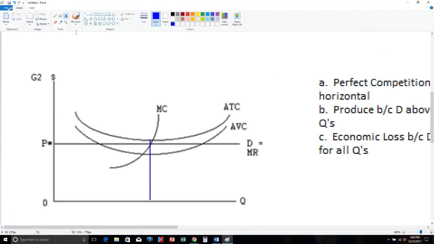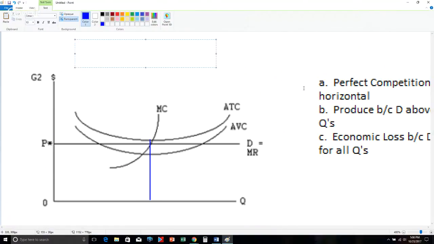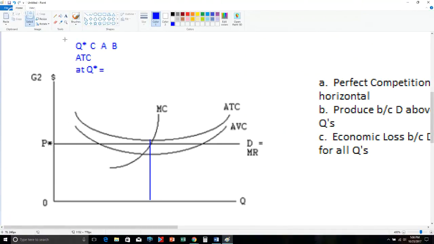Now I need to create some other items that I can put in here because I have to put some corners here. We've already got P star located, so I do not need that, okay? But what I do need, however, is a Q star for the optimal quantity. I need the letter C, and I need two corners, A and B. And I need to also be able to say ATC at Q star equals. Say what? Trust me, it'll become a little more apparent in a minute. First of all, let's talk about locating Q star.